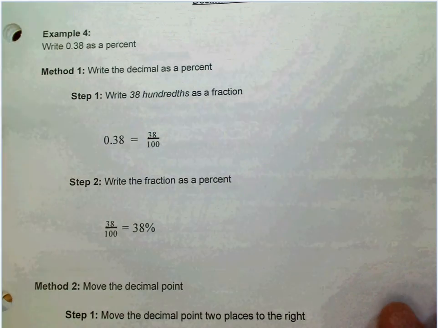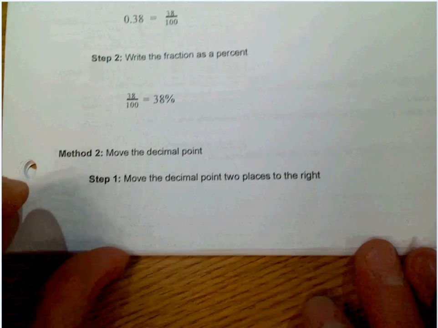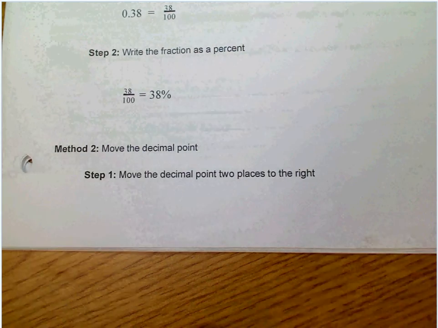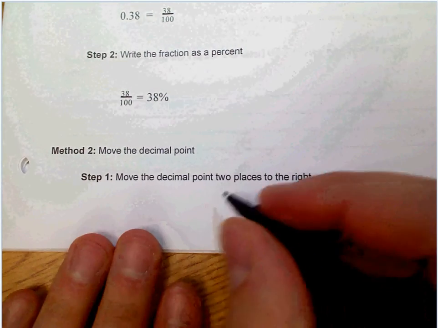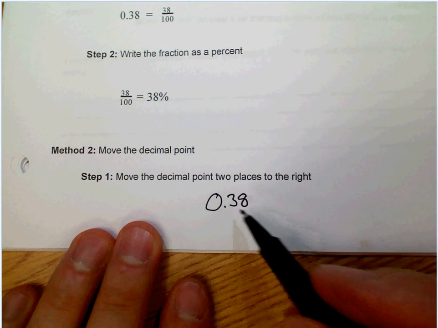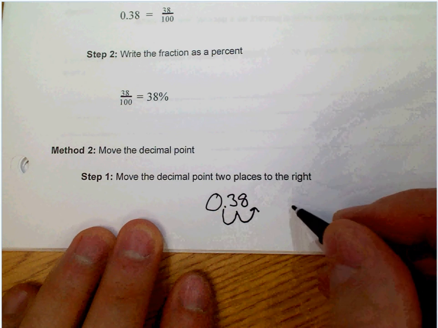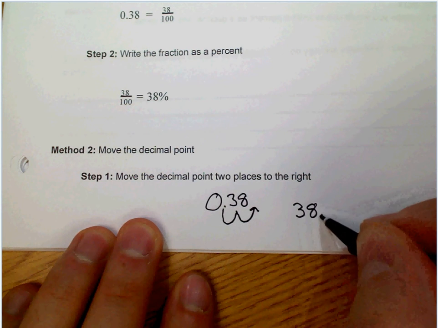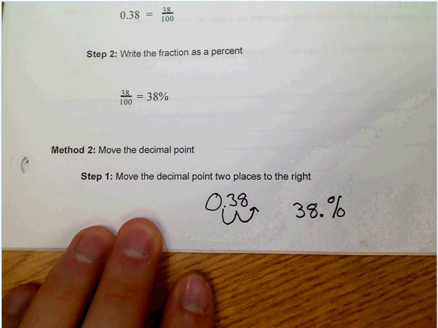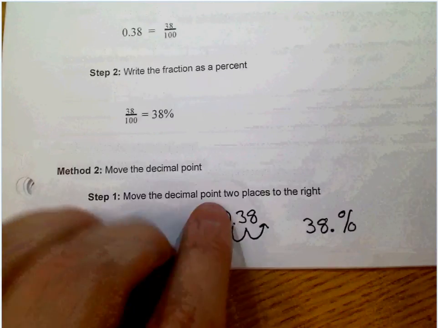Okay. Method 2 is to move the decimal point 2 places to the right. So if I have 38 hundredths and I move the decimal point 2 places to the right, I have 38%. Okay, let's take a look at example 5 on the next page.